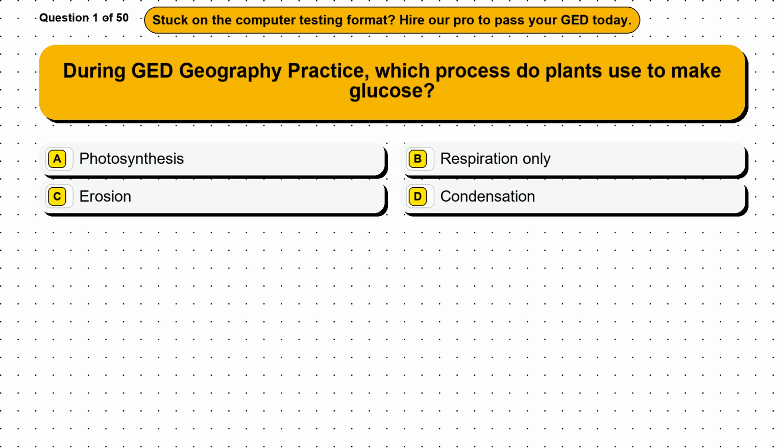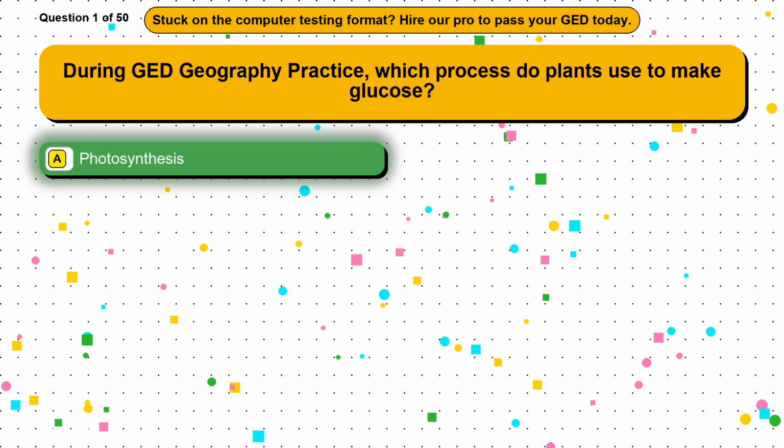Question 1. During GED Geography Practice, which process do plants use to make glucose? Option A, photosynthesis. Option B, respiration only. Option C, erosion. Option D, condensation. The correct answer is option A. Photosynthesis.